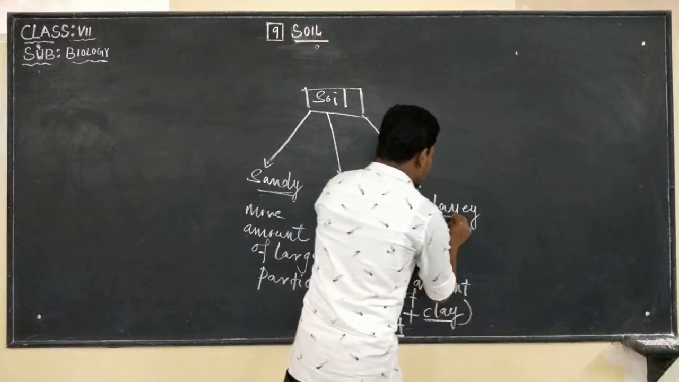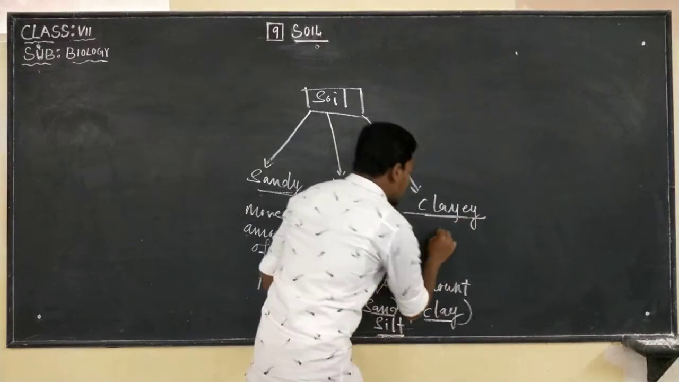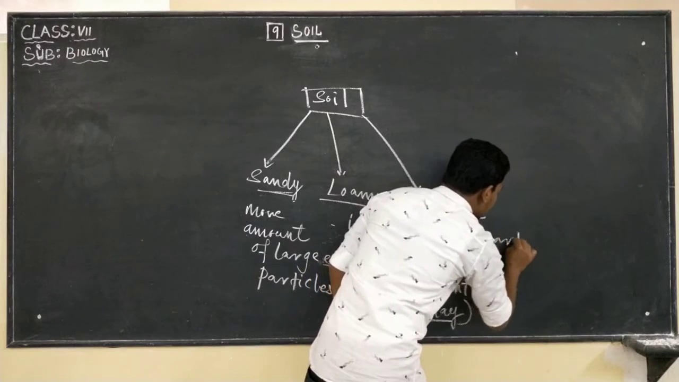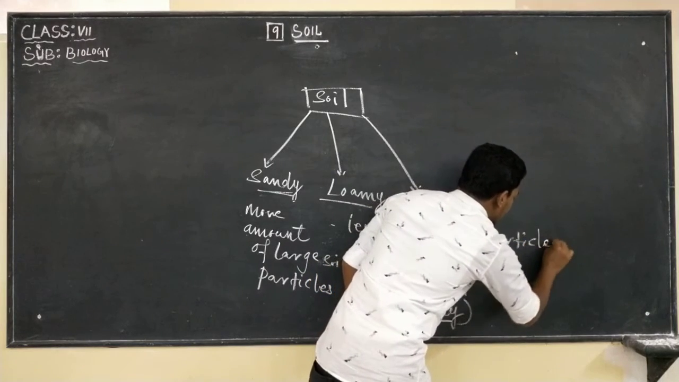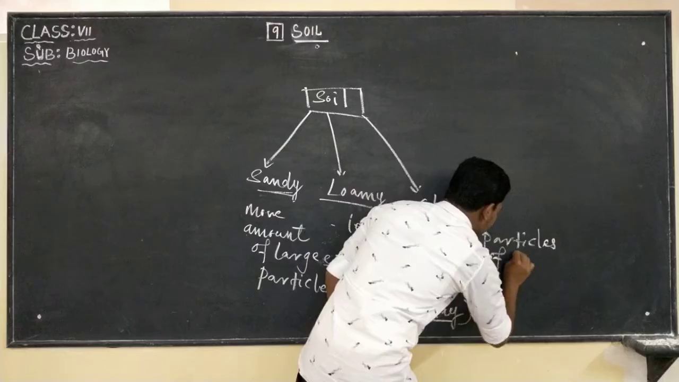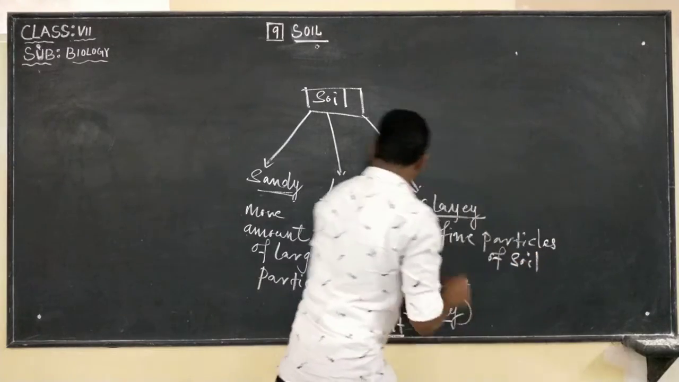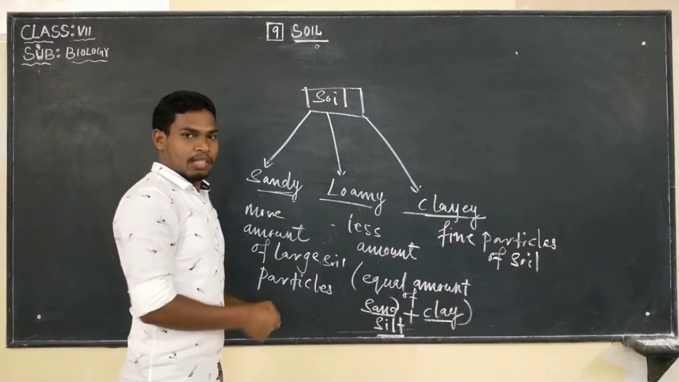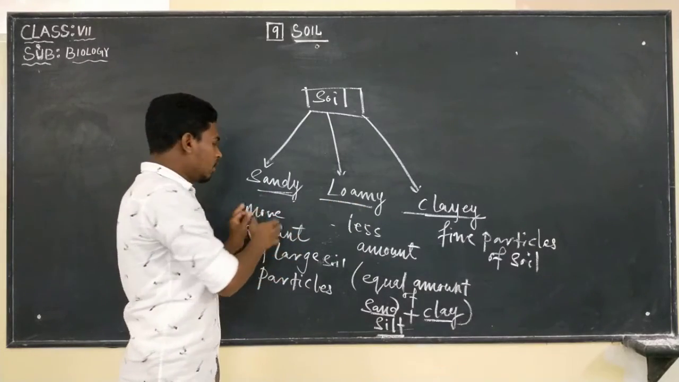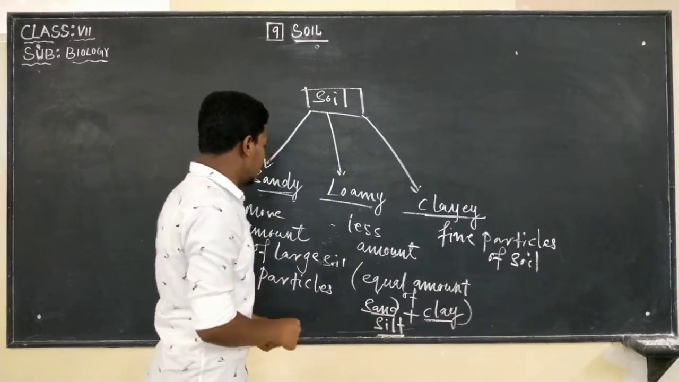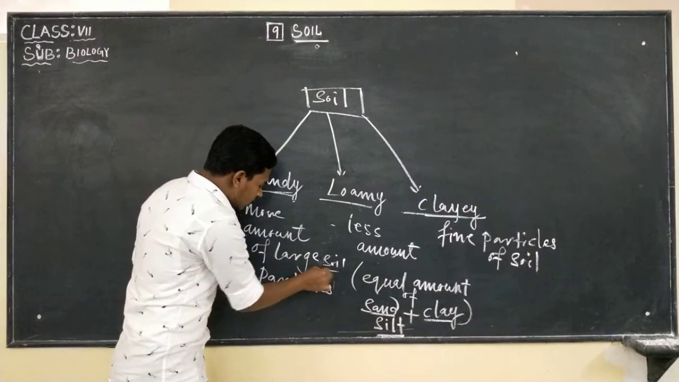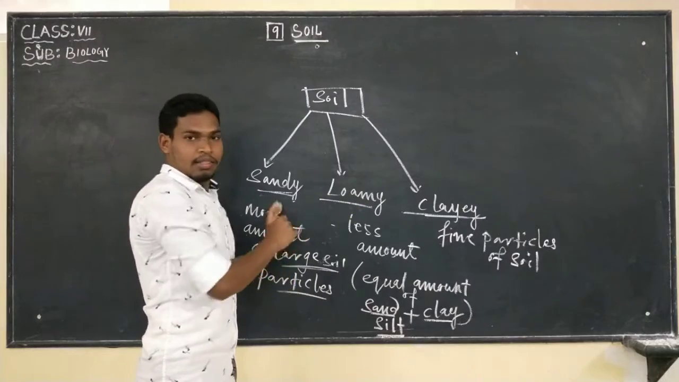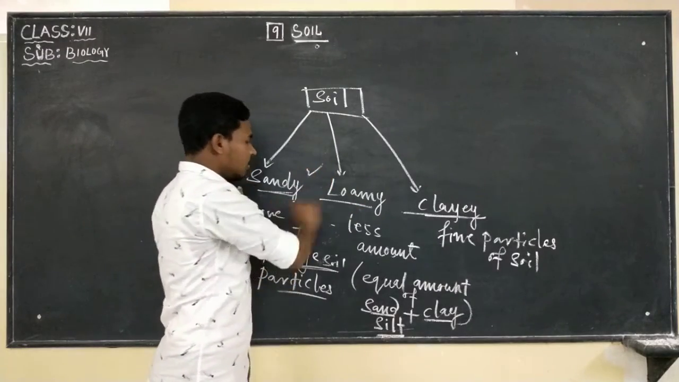And the last one is clay soil. Here we will find fine particles of soil. So these are the segregation of soil into three types, based on the proportion of soil particles or the size of the particles. These are the three different soils that we find.